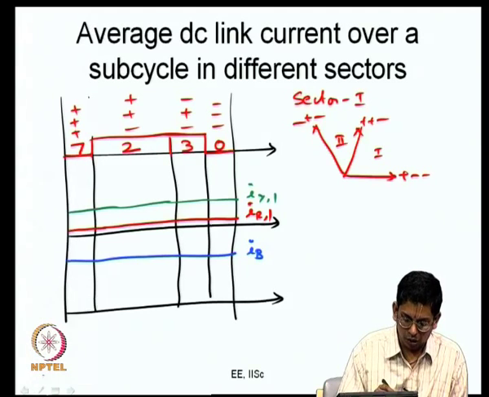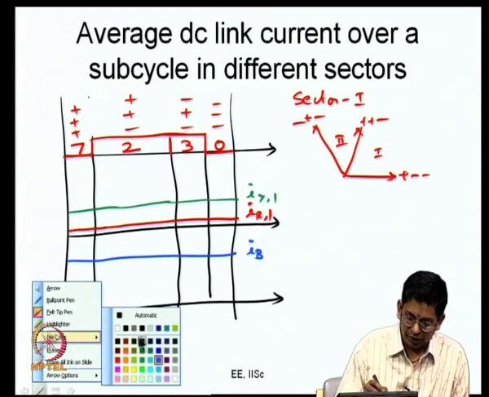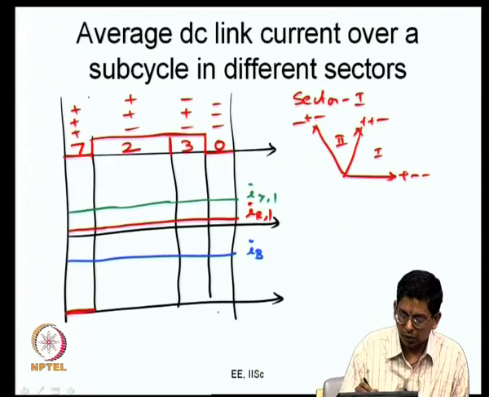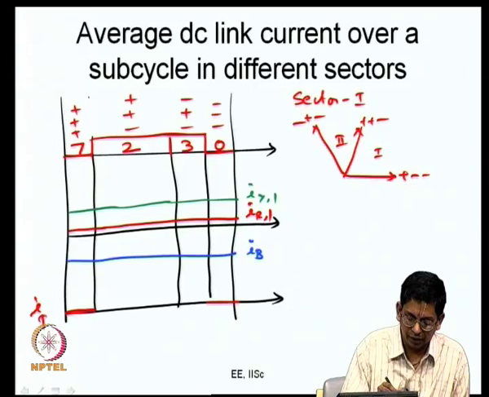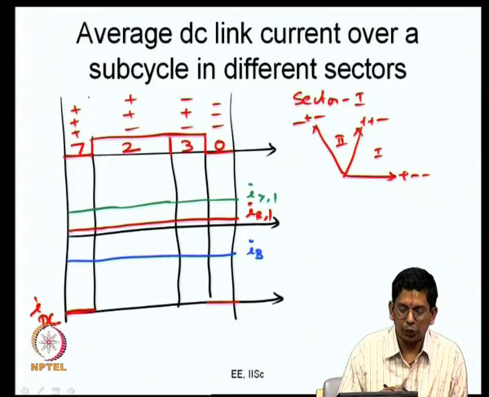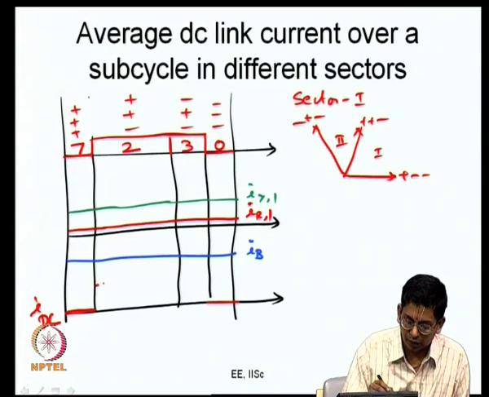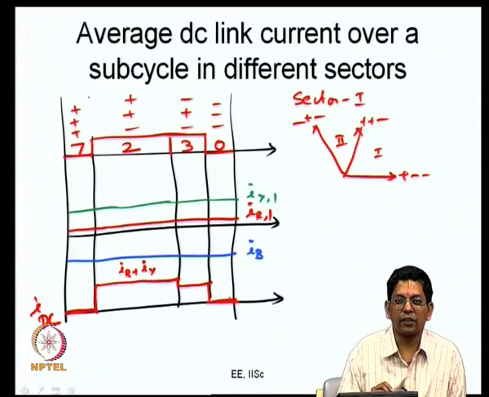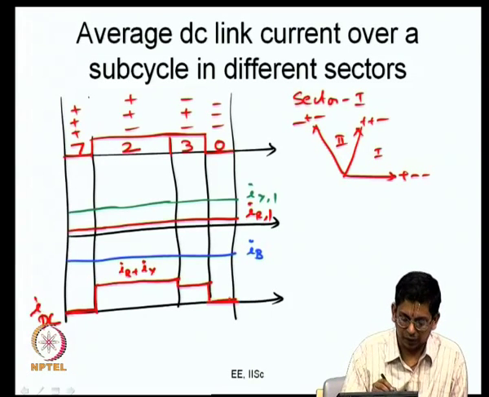So, when I want to draw my DC link current, what I can say is during this time it is 0, this also it is 0. Here I am drawing the DC link current. Then what happens during 2? It is IR plus IY. This is IR plus IY. Here it is IR plus IY or minus IB, and here what is it? It is equal to IY. This is IY. So, this is the nature of the current during that, right.